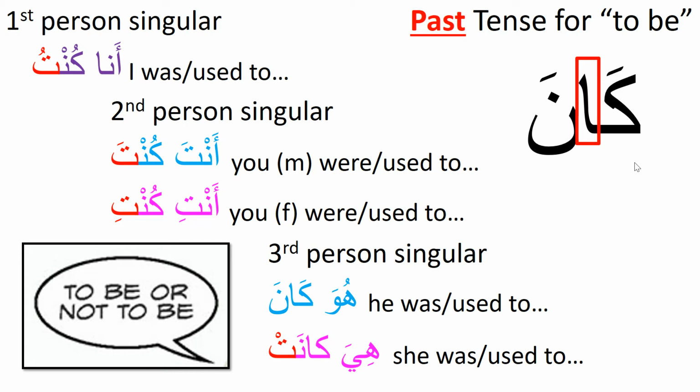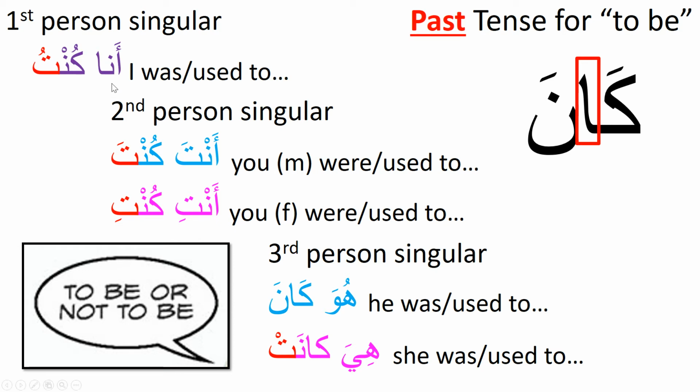And the verb is kana, kana with a kaf. Kana means to be. It's the verb to be, but it also means he did or he used to do.